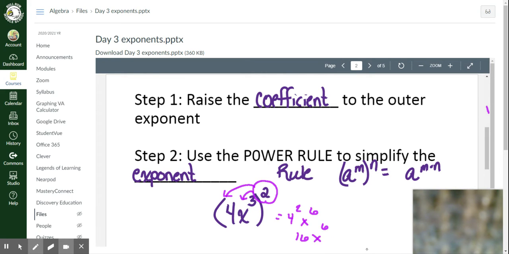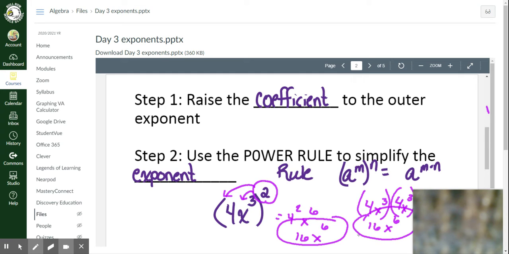Okay, if you had written this out using your exponents, you would have had 4x to the third times 4x to the third. Okay, 4 times 4 is 16. 3 plus 3 is 6. And so you see the end result is the same. All right, going on.